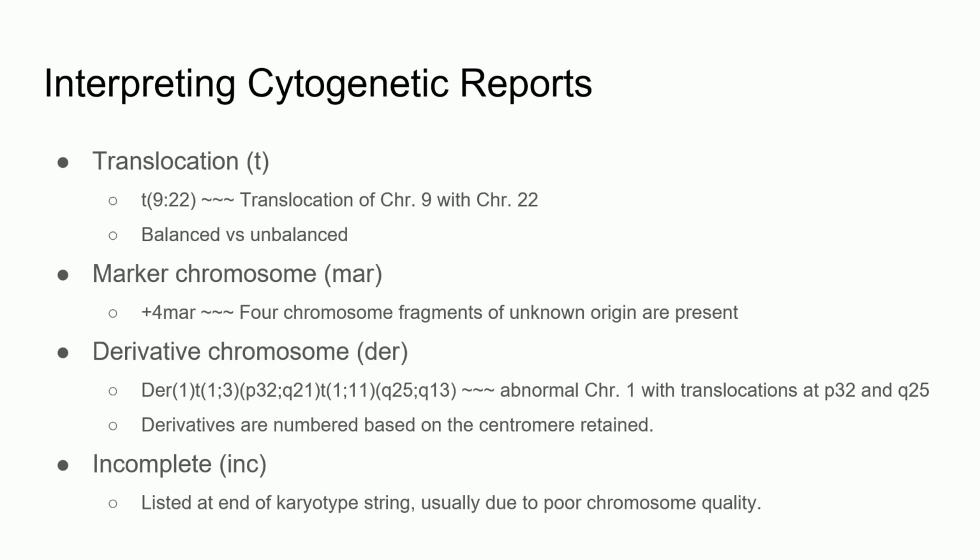Incomplete karyotypes use the INC abbreviation at the end of the karyotype string. It is important not to overlook this designation, as it signals that there may be more unidentified structural or numerical changes in addition to the abnormalities that are listed. Without this designation, one may conclude that only the abnormalities listed are present, when in fact there are other aberrations that may exist that could not be accounted for due to the poor quality of the specimen.